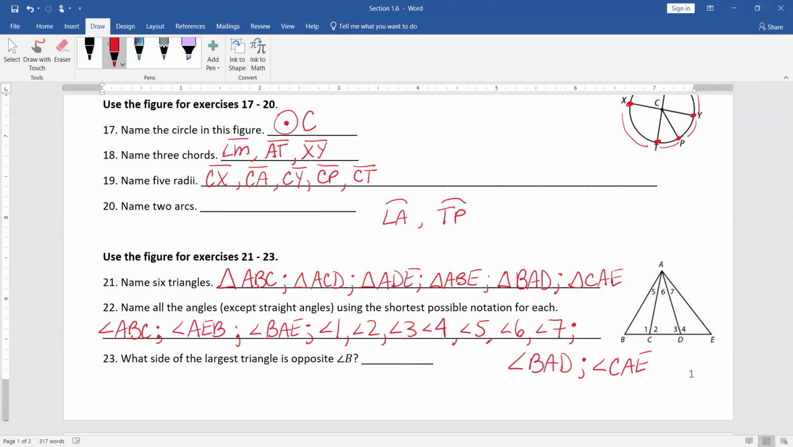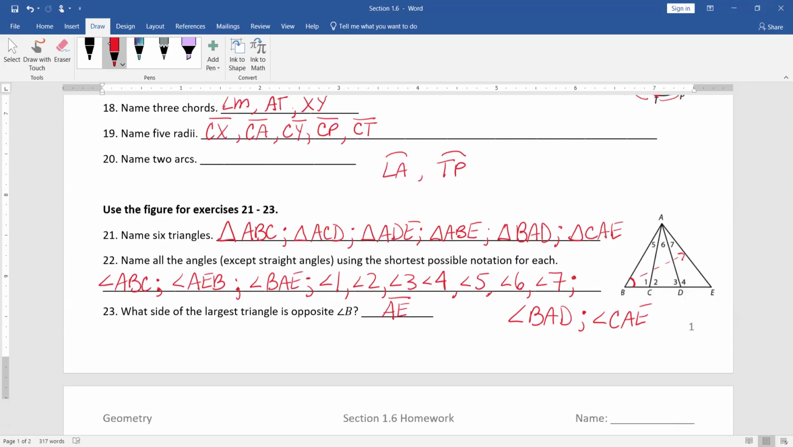Clean that up. Okay, what side of the largest triangle is opposite angle B? So if we want angle B, that's this guy right here. And I guess I could have named that B. Nothing else was on that one. Oh well. So the largest opposite side. The largest triangle is BAE. So the opposite side is this one right here. So that's line segment AE.